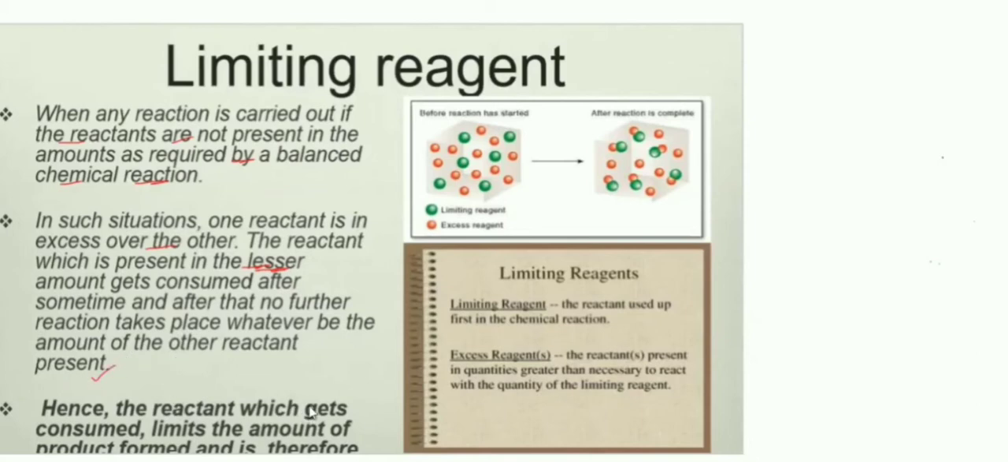Hence the reactant which gets consumed first and limits the amount of product formed in a reaction is known as limiting reagent. To understand it better, let's see an example. We all know that hydrogen reacts with oxygen to give us water, and this is how the balanced equation is.